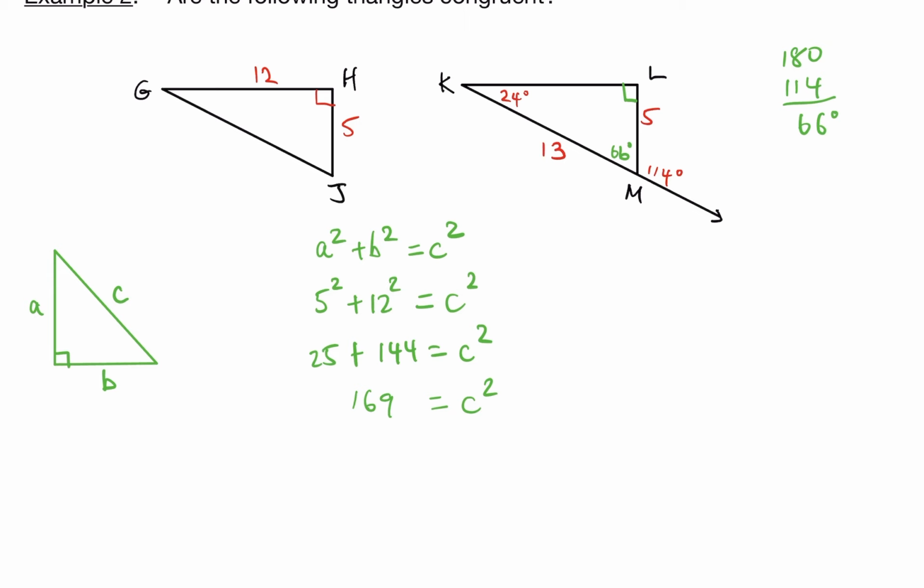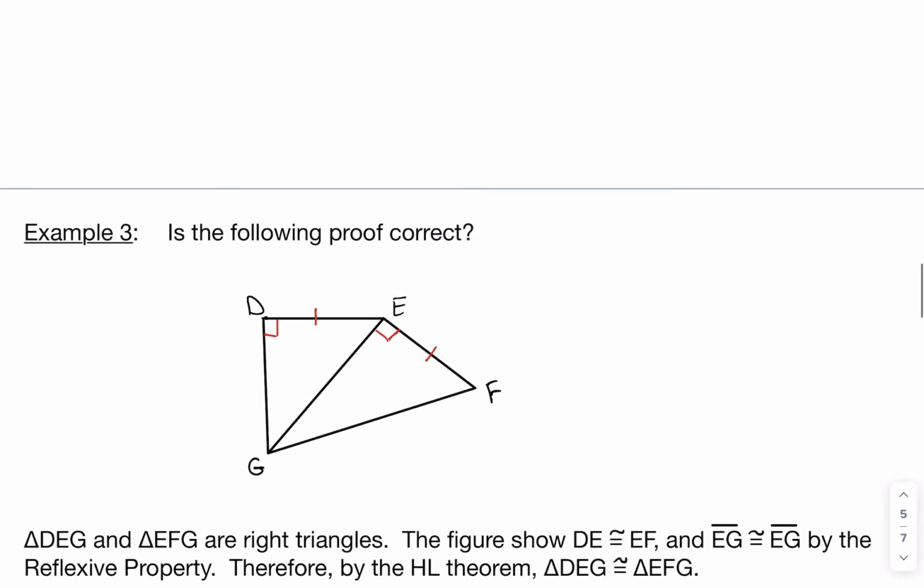Now we're going to square root both sides to solve for C, and we find that C, or the hypotenuse, is 13. So now we know GJ is 13. And so now we can confirm that both of these triangles are congruent through the hypotenuse leg theorem, because both hypotenuses, GJ and KM, are congruent, and one of the legs, HJ and LM, has a length of 5. Okay, all right, so let's go ahead and move on to the next example.